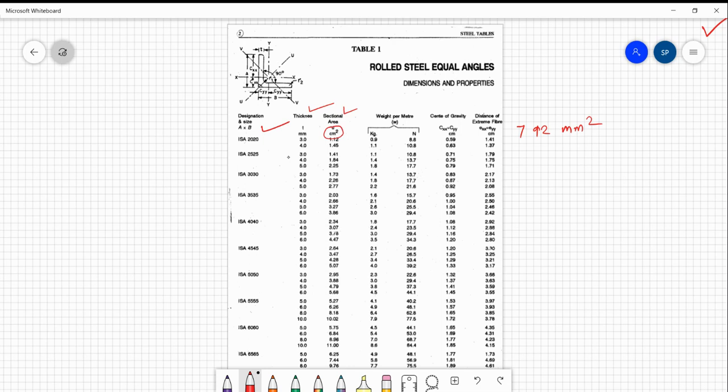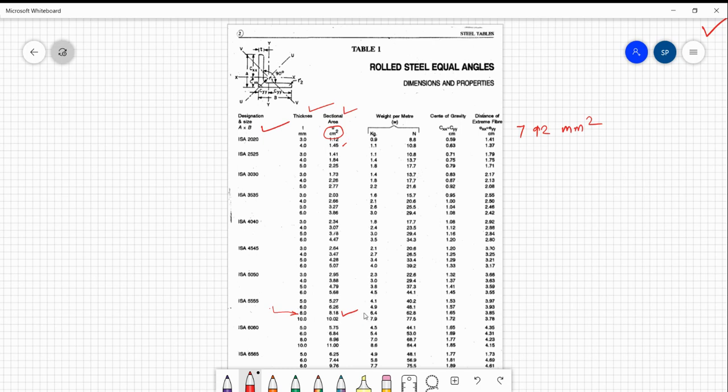Now these areas are given here in centimeter square. If you convert it into mm square, this will be 145. So you will have to multiply it with 100 to convert it into mm square. So here 792, near to that, this 818, 8.18. So this is the angle section which has the area required value. Whatever area is required, more than that area has to be selected for the required section or trial section. So here we can select this ISA 55 by 55 by 8.